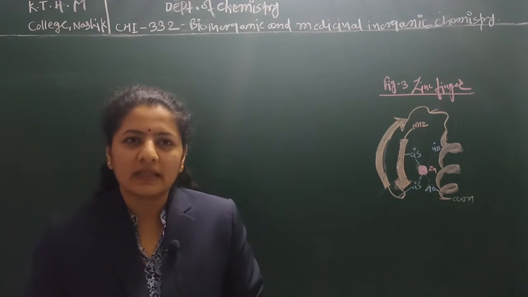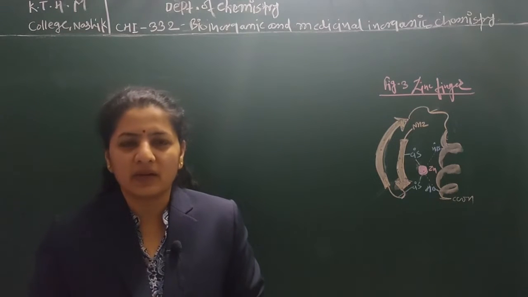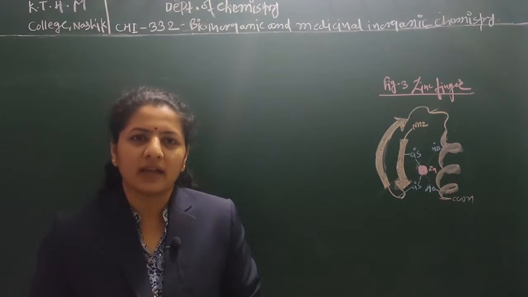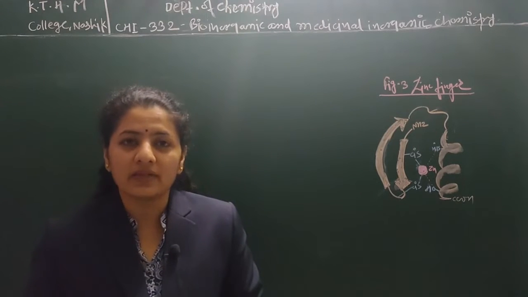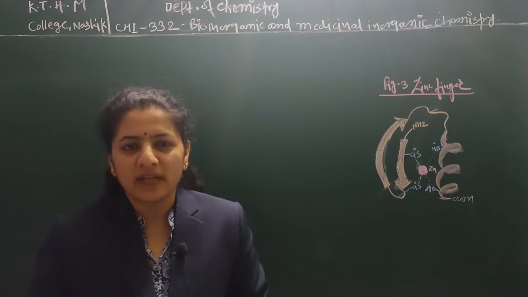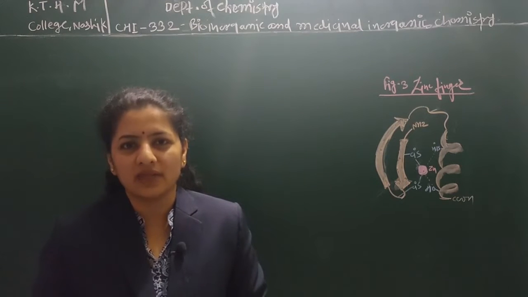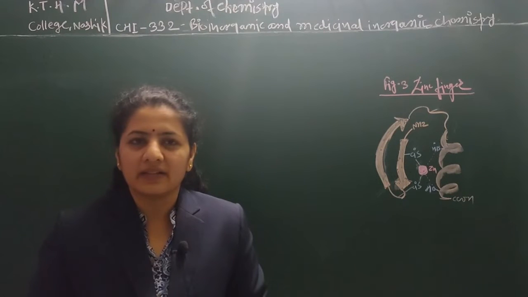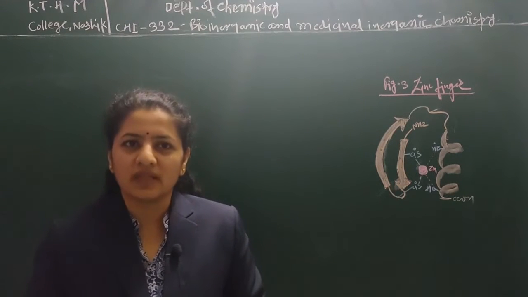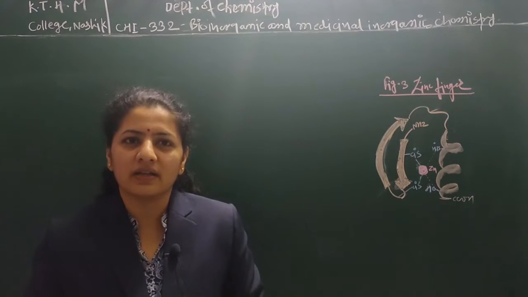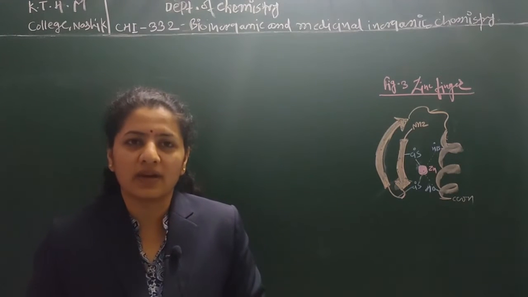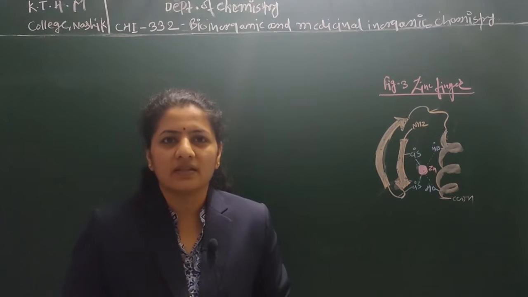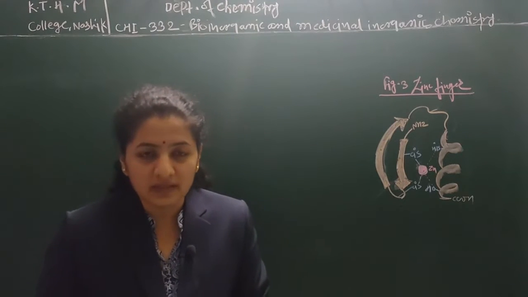Dear students, in the previous lecture we discussed the metalloenzymes of zinc, that is carbonic anhydrase and carboxypeptidase. Now in this lecture we are going to discuss the next metalloenzyme of zinc, that is zinc fingers. The name itself indicates the finger-like appearance of zinc, in which two or more zincs are coordinated in the structure. So let's discuss what is meant by zinc fingers.